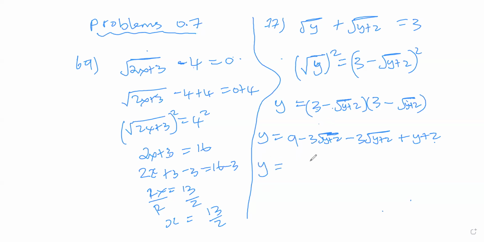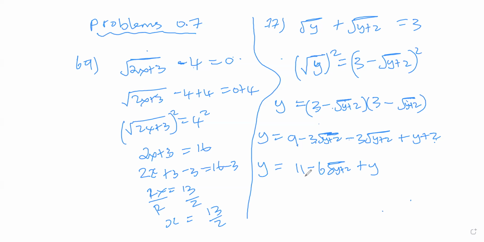So y becomes equal to 9 plus 2, which is 11. Minus 3 root y plus 2 minus 3 root y plus 2 is minus 6 root y plus 2. See root y plus 2 as a variable. Maybe let's say minus 3 bananas minus 3 bananas becomes minus 6 bananas, basically. Plus y. So what we want to do now is we still have this radical equation.